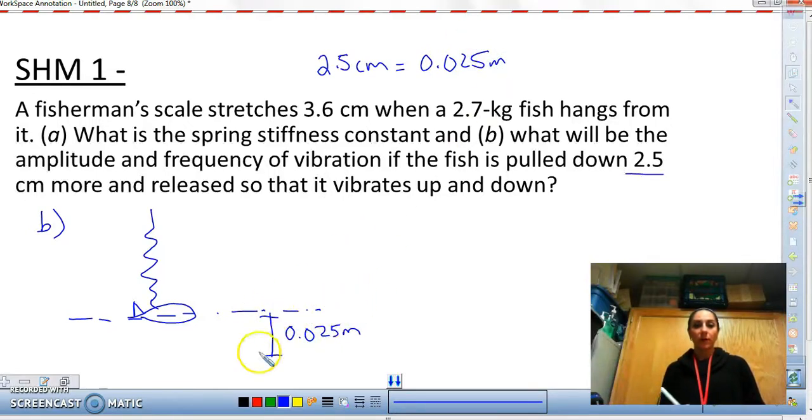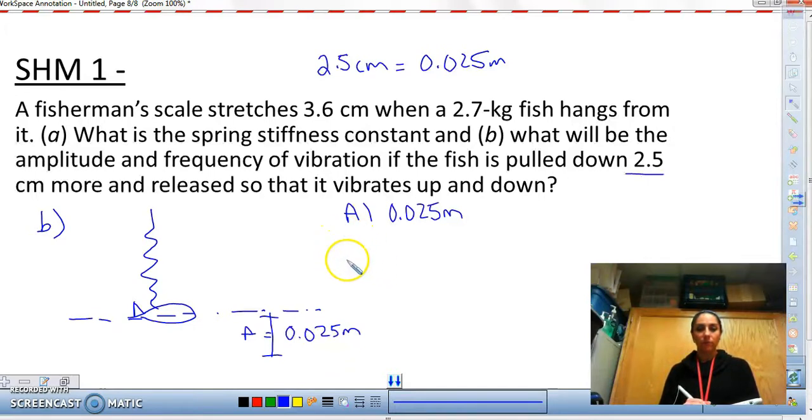So for amplitude, this represents how much we stretch it, just like that. So A is the 0.025, so that's the easy part. Just look at that number. And yes, you could write it in centimeters in this part because it doesn't specify, but I like to just keep things in meters. But now we need to know the frequency. So what we could do is calculate the period, 2 pi root m over k.